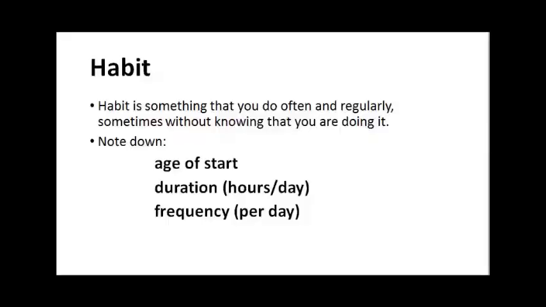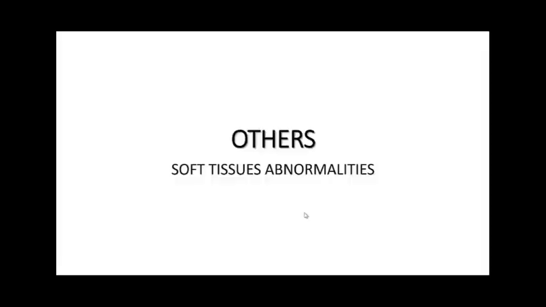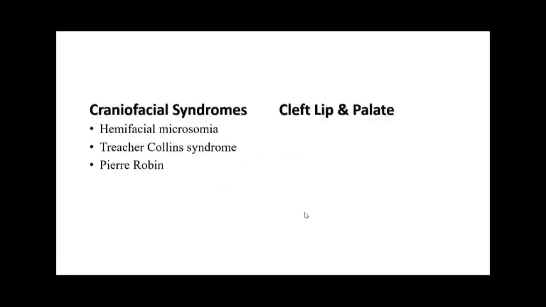For assessment of habit, ask the patient or guardian regarding habits such as thumb sucking and usage of pacifier. Note the age of start, duration, that is hours per day, and also the frequency. In this last section of others, note down any other soft tissue abnormalities such as craniofacial syndromes or cleft lip and palate.